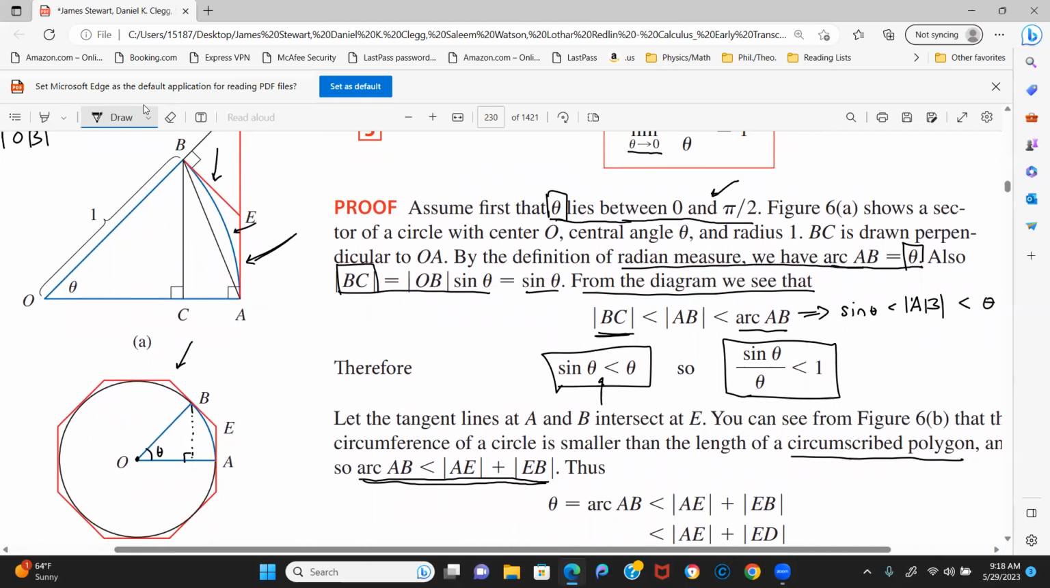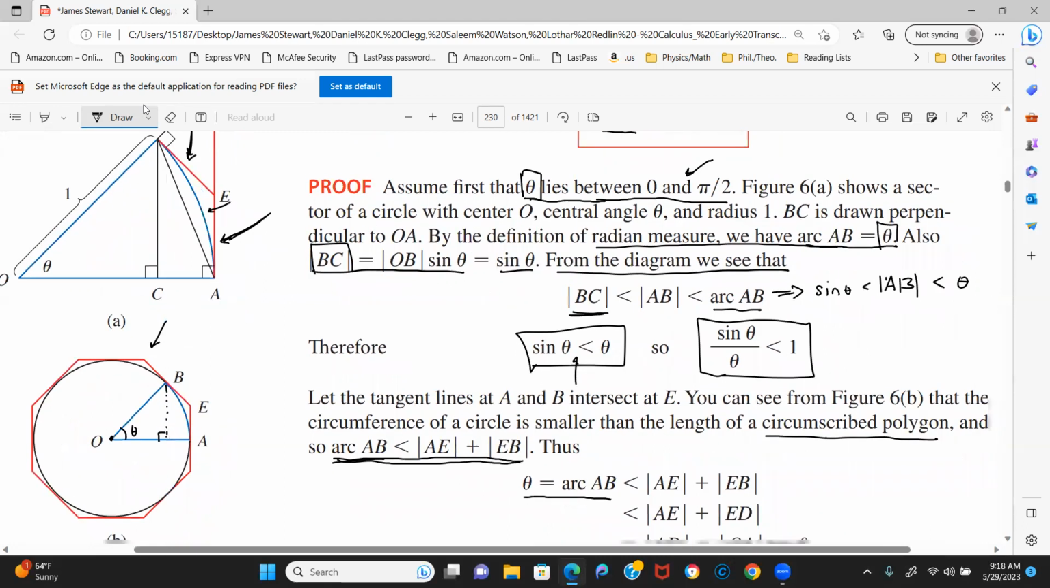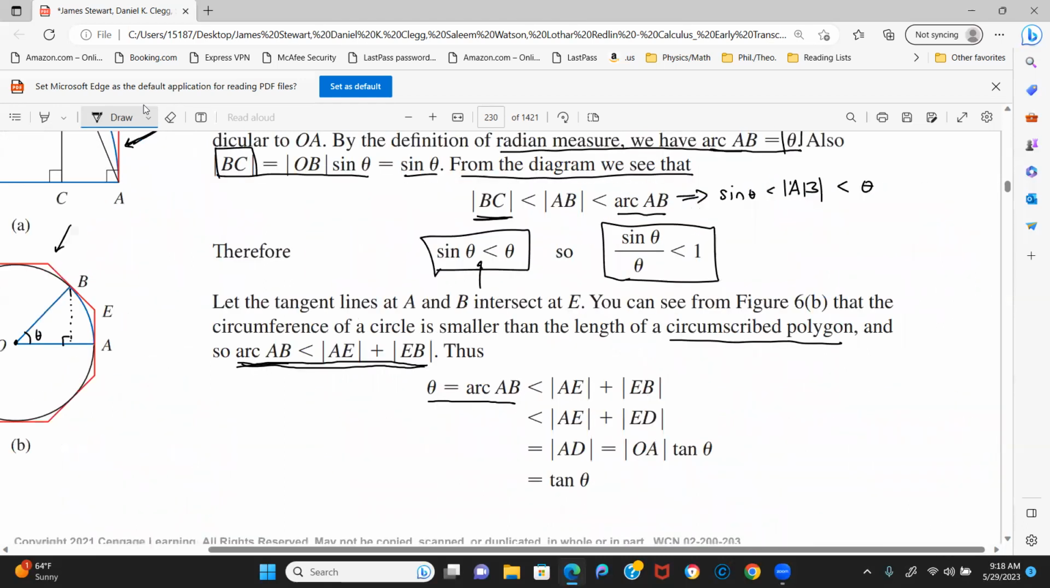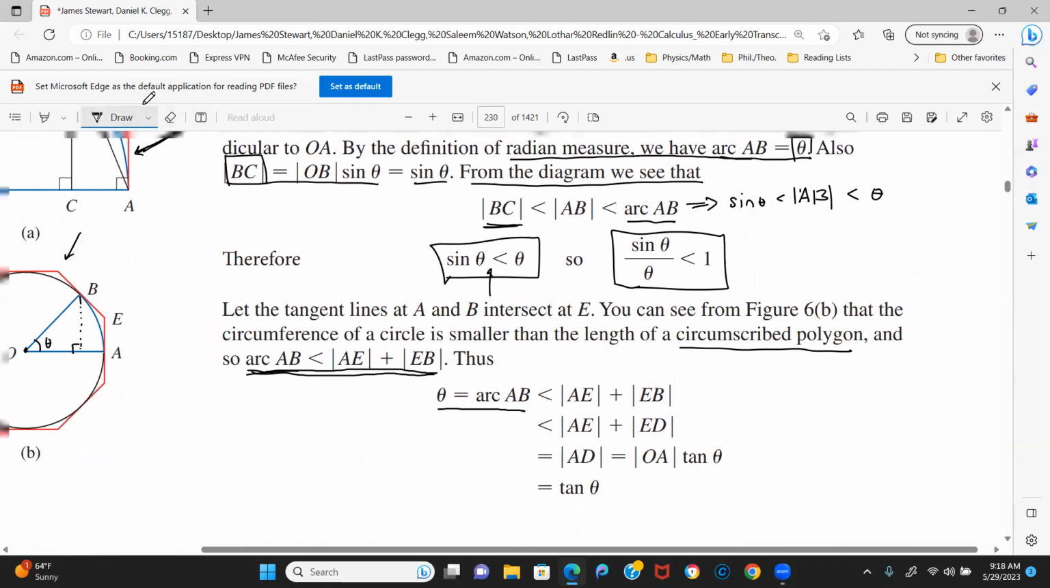So the length of the line from A to E and B to E is going to be just a bit bigger than the arc length. But the arc length, remember, is by definition theta. So theta is going to be equal to the arc length from A to B, which is going to be less than the sum of the two sides of the polygon. It's a little bit less based on the drawing.